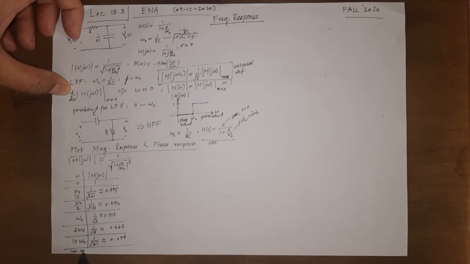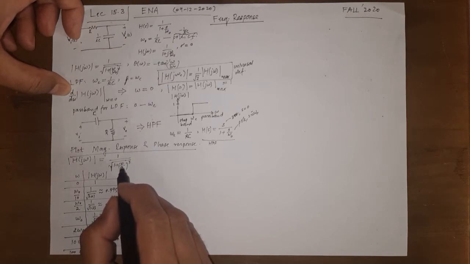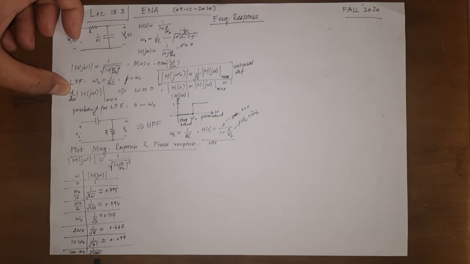Say 100 times omega naught would be 1 over square root of 10001, because 100 squared is 10,000, plus 1, and that would be something like 0.0099, almost equal to 0.01.